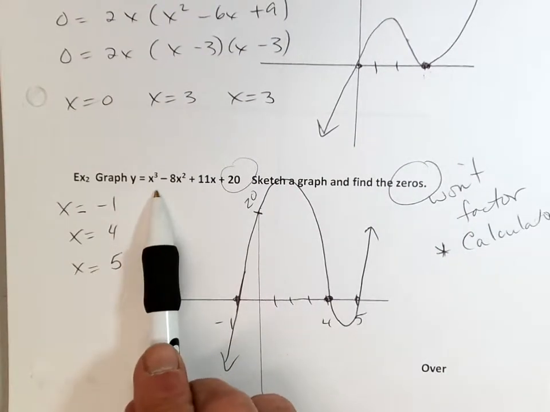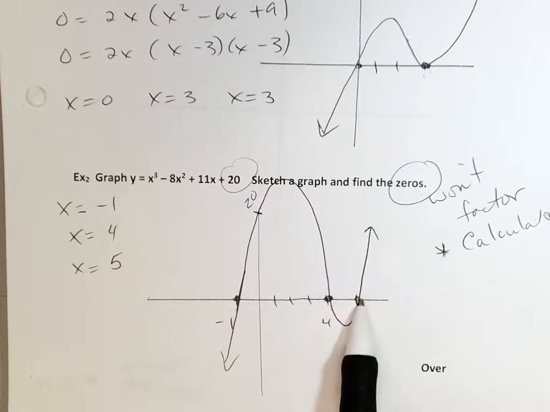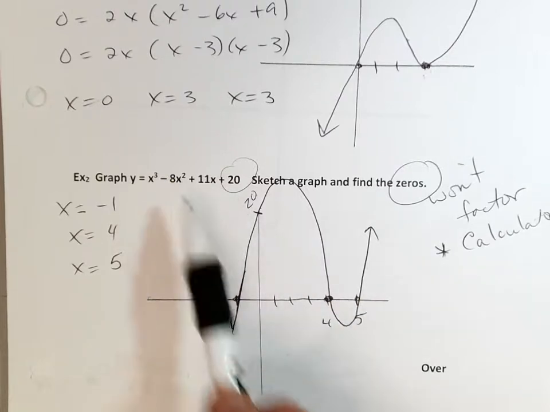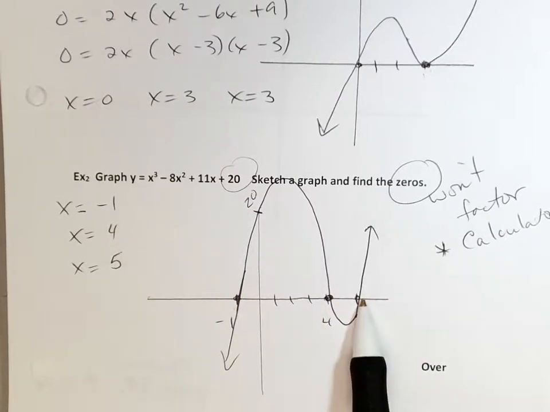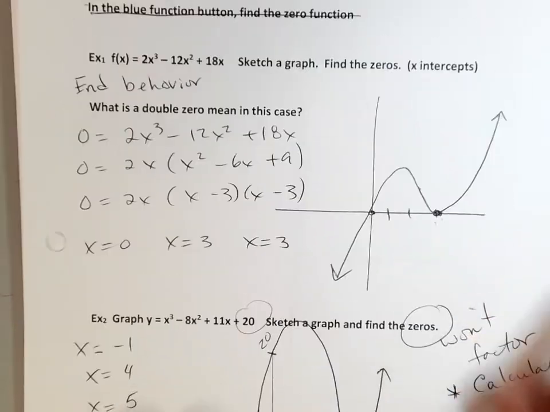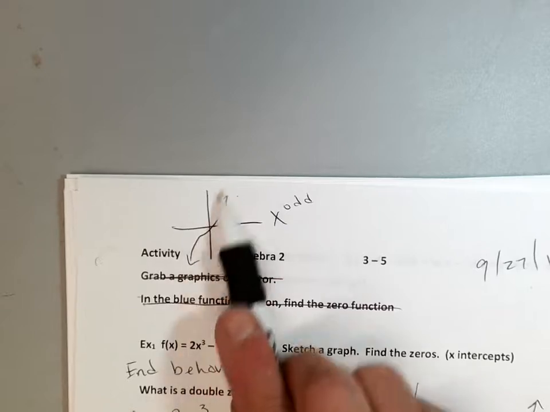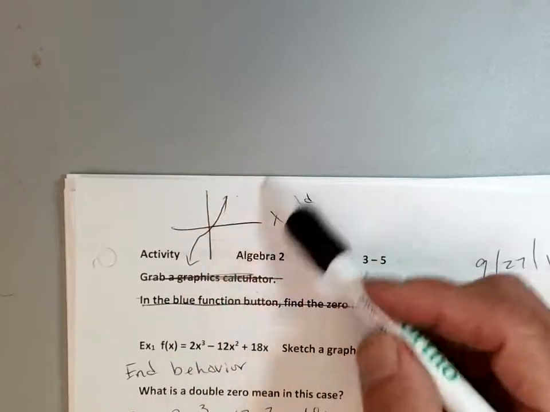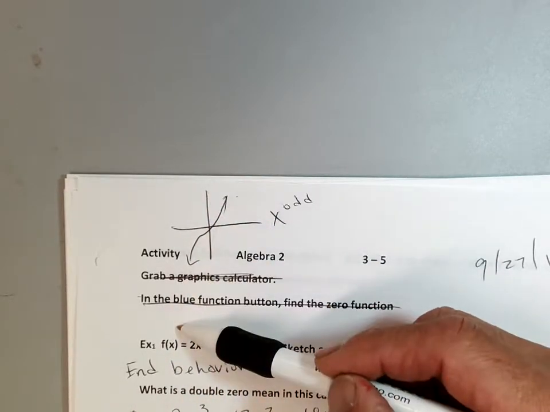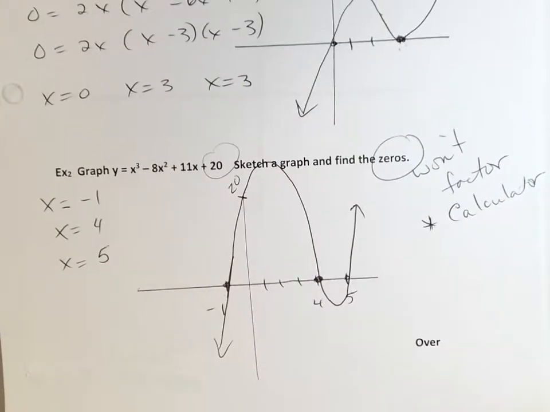X cubed, 3 zeros. Correct? X cubed. We got 1, 2, 3 answers, right? And it has that shape. If it's odd, it's got that shape where it ends going to infinity and then goes down towards negative infinity. Okay, so it has that exact behavior. Okay, how am I doing? Good? Yeah. Okay, are you ready to turn the page?